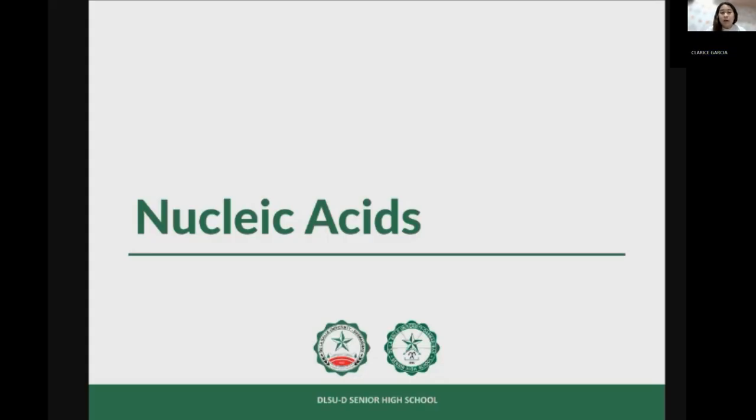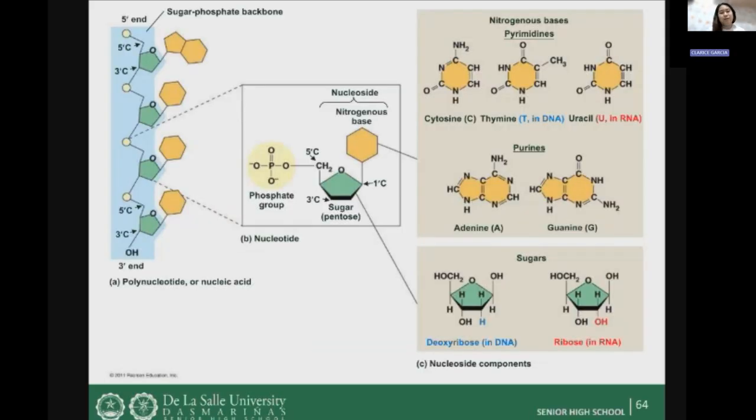So, why do we need to study nucleic acids? Again, it stores genetic information, and these genes are very important in life. So without DNA, no phenotype. Okay, so let's talk about the structure of nucleic acid.